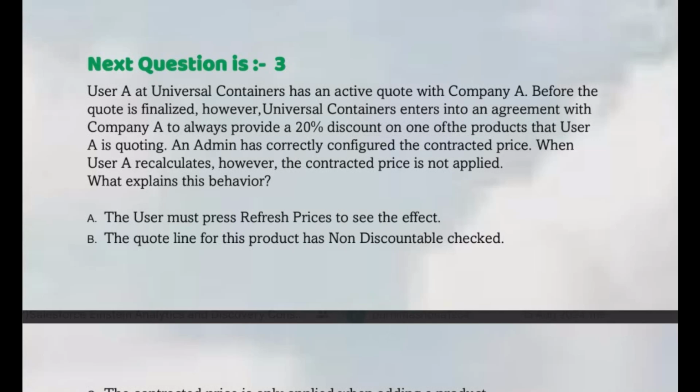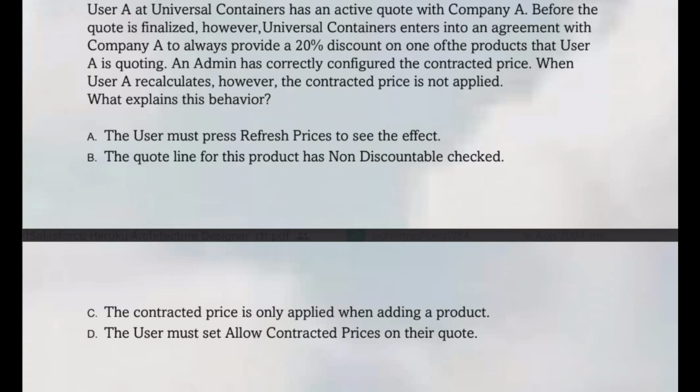Question: User A at Universal Containers has an active quote with company A. Before the quote is finalized, however, Universal Containers enters into an agreement with company A to always provide a 20% discount on one of the products that user A is quoting. An admin has correctly configured the contracted price. When user A recalculates, however, the contracted price is not applied. What explains this behavior?